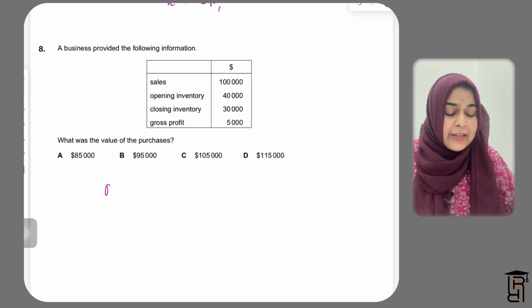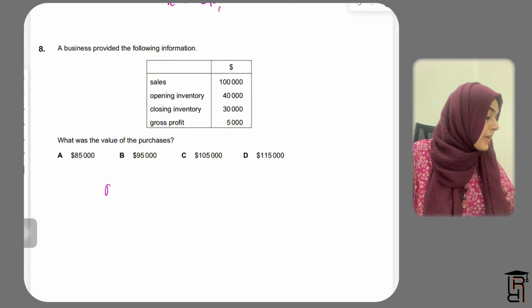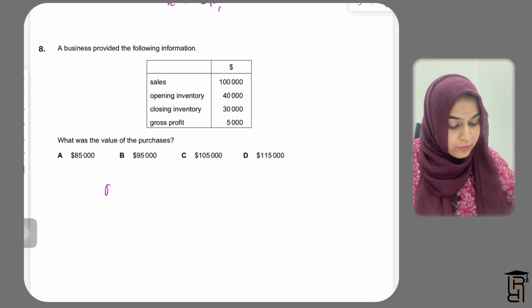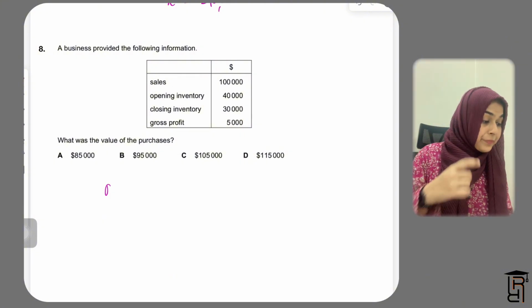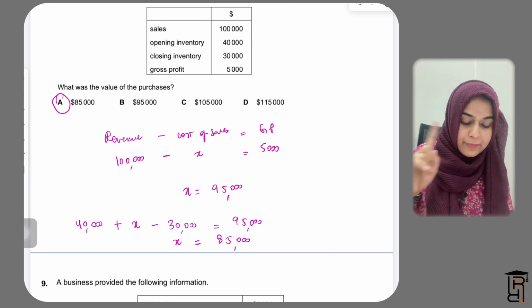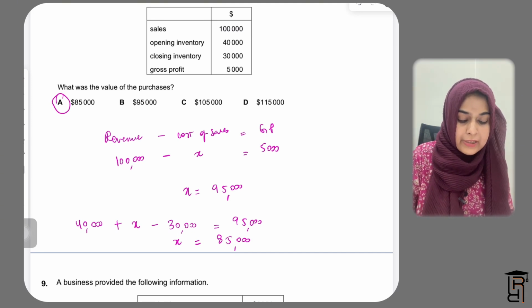Then what you need to apply is the formula for cost of sales. Opening inventory is 40,000, plus purchases X, minus closing inventory 30,000, is equal to 95,000, which is my cost of sales. If I solve for the value of X, purchases will come out to be 85,000. The answer here is A. We'll basically add 30,000 to 95,000 and then subtract 40,000, so we'll find that it's going to be 85,000 in the end.